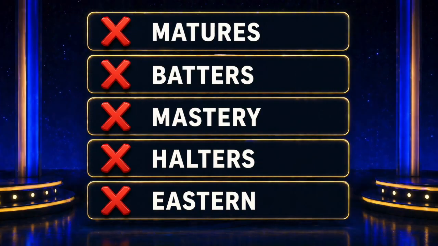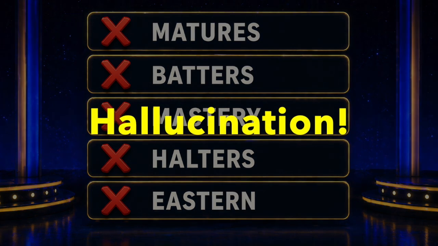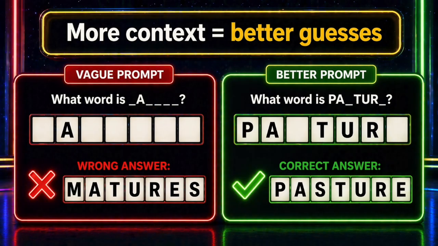AI has the same problem. If it doesn't have enough context, it still guesses. Sometimes it guesses wrong. That's called a hallucination. Not because it's imagining things, but because it's guessing without enough letters on the board. So here's the first lesson. The more context you give, the better your chances of getting a good answer.